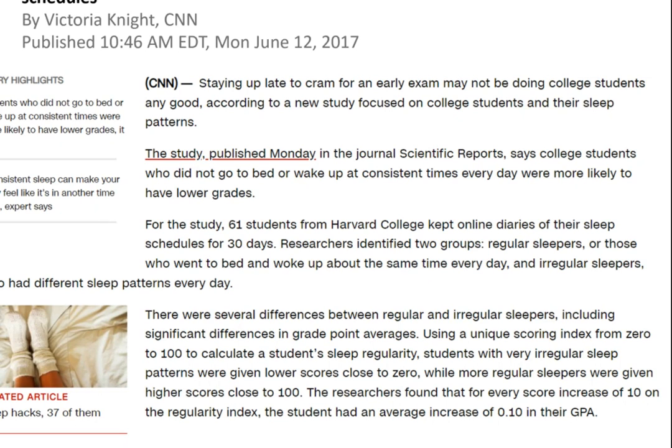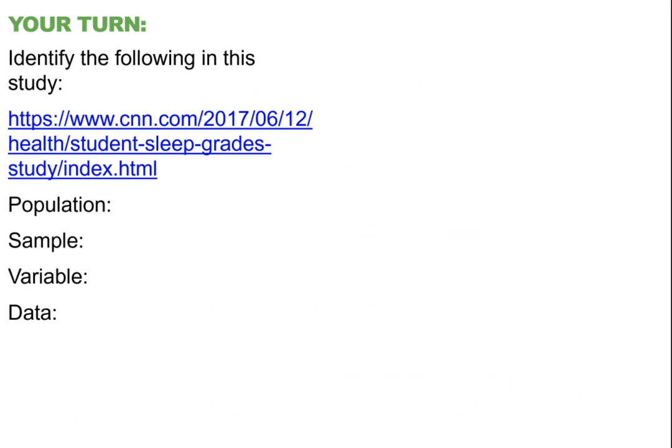So what I would like you to do is pause the video right now and go back and figure out what is the population, what is the sample, what is the variable, and what is the data. Pause the video right now and figure that out.